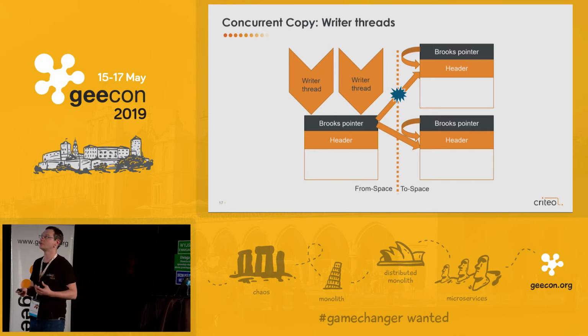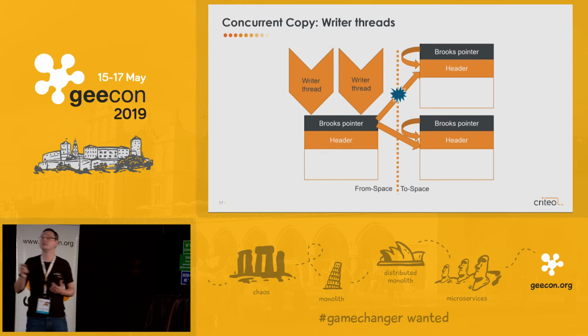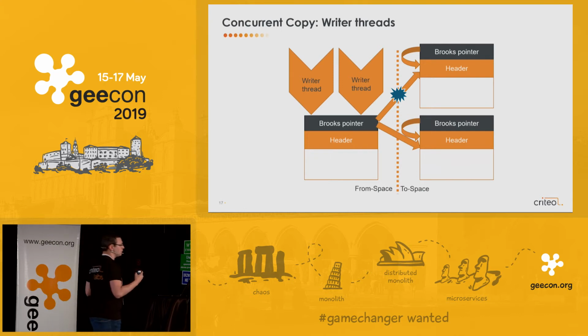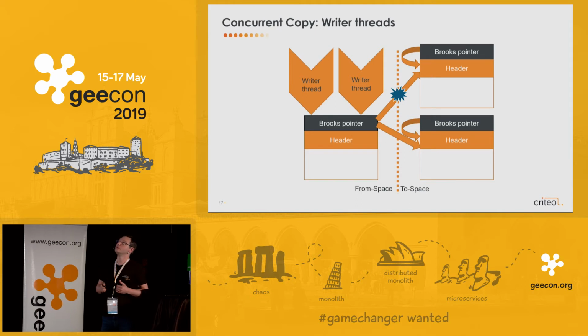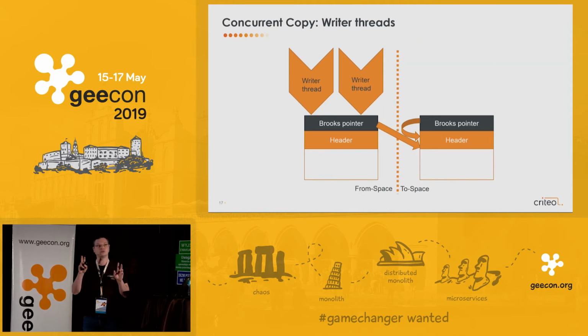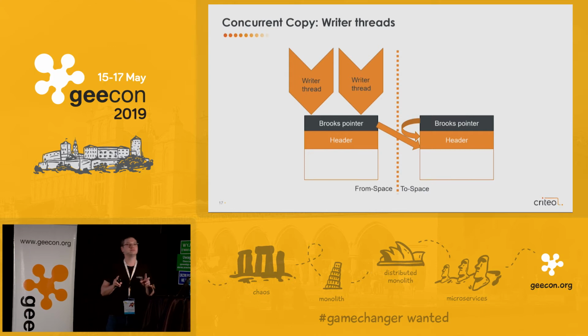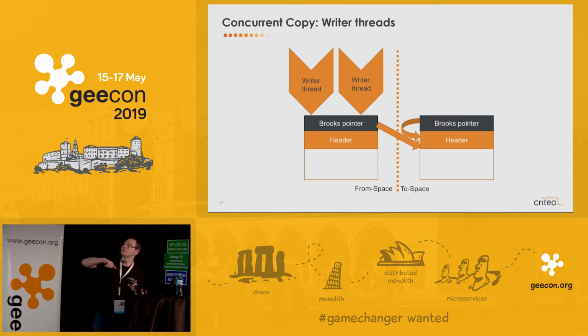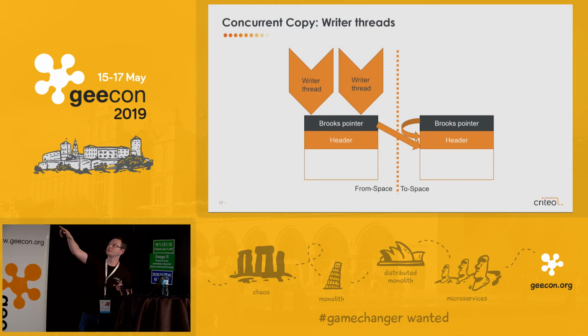It's a classic lock-free operation, and there is only one that will succeed, and the other will fail to update the Brooks pointer. The writer that failed to update the Brooks pointer will roll back the copy, reread the address from the current Brooks pointer, and will access the object that was copied by the other thread.